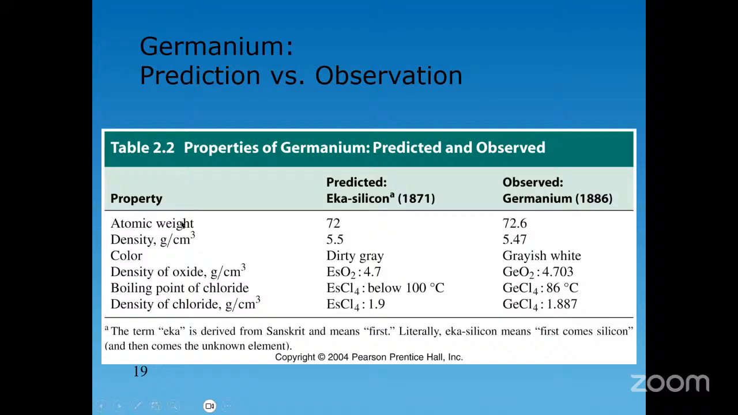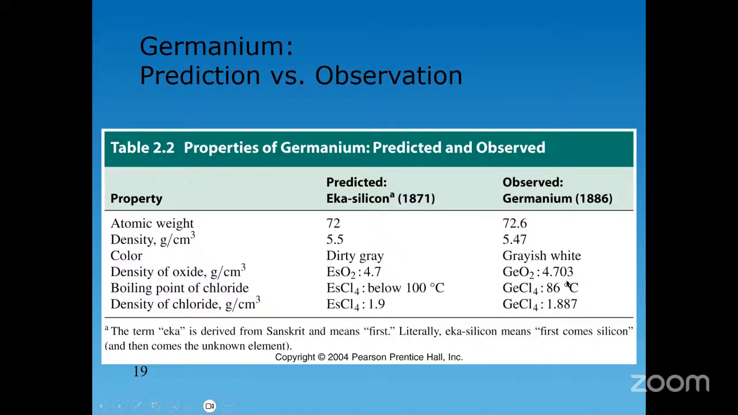The first thing he predicted was that the atomic weight would be 72 grams per mole, right? As you can see, 72.6 is of course very close to 72 grams per mole. He predicted that the density would be 5.5 grams per cm cubed. 5.47 was the density discovered for germanium. He predicted that the color would be dirty gray, and it was observed that the color is grayish white. Personally speaking, I don't know what the difference between the two is, but anyway. And then the density of the oxide of this compound was predicted to be 4.7.